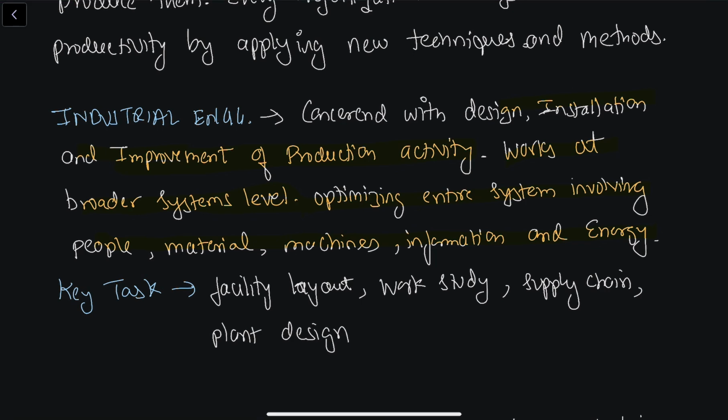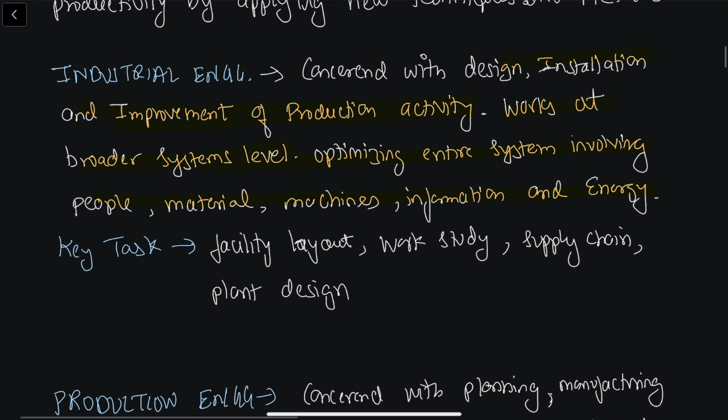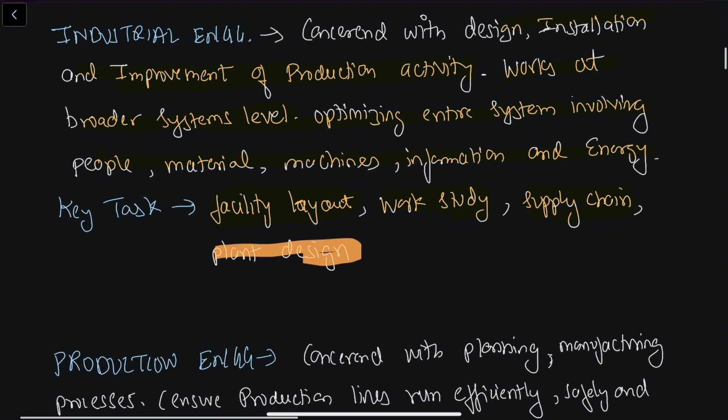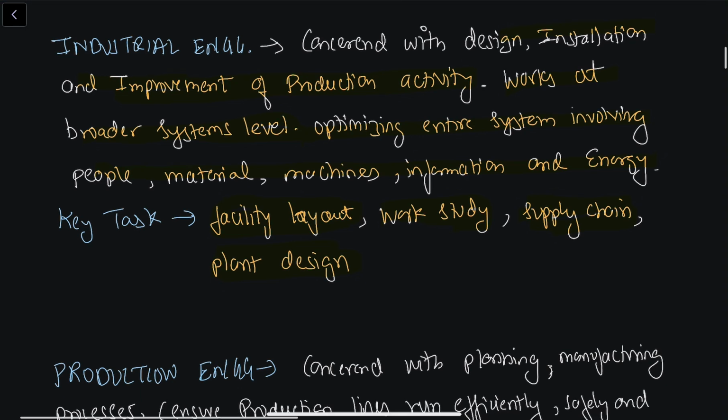Again, if you become an industrial engineer, your task is basically to build a facility layout where you will assemble all your electric cars. You will prepare a work study where you will get to know how much time each assembly will take. You will also manage the supply chain, whether your lithium ion is coming on time, and the plant design, which is very important, because you have to design a plant in such a way that all the assemblies are very near to your location, right? So that's the job of an industrial engineer.